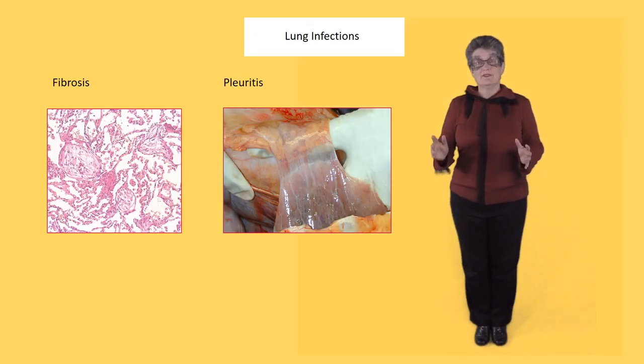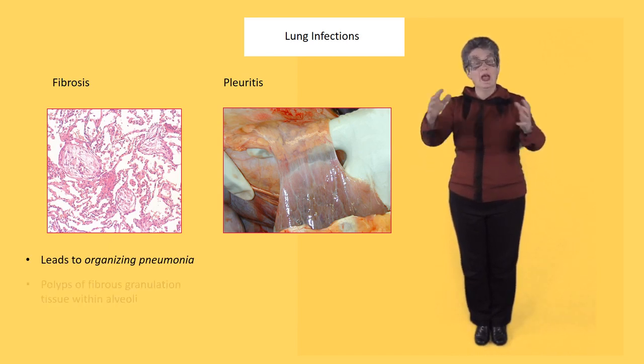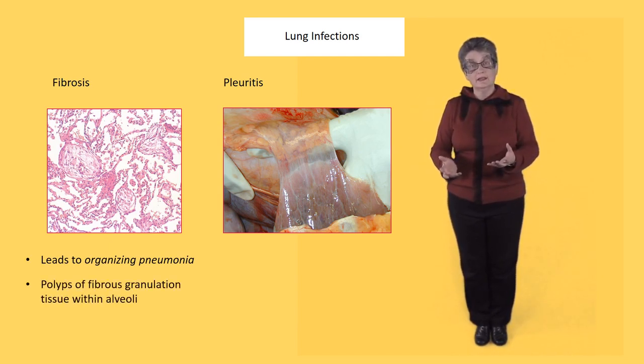The first of these is fibrosis. What happens if the material present in the alveoli isn't successfully cleared away? It then becomes organised into areas of fibrosis, and little polyps of granulation tissue grow and fill up the alveoli.